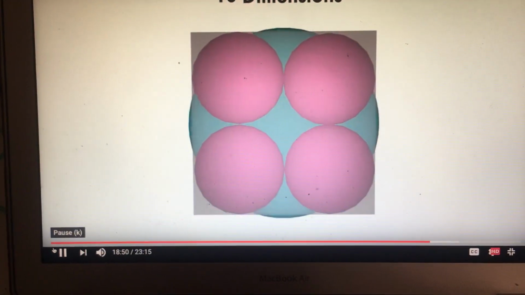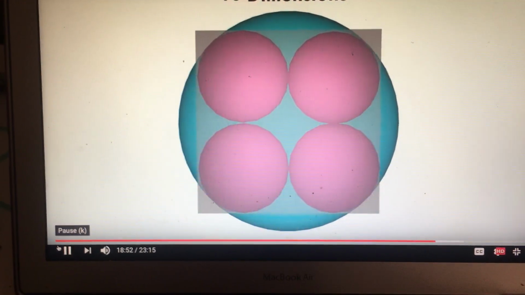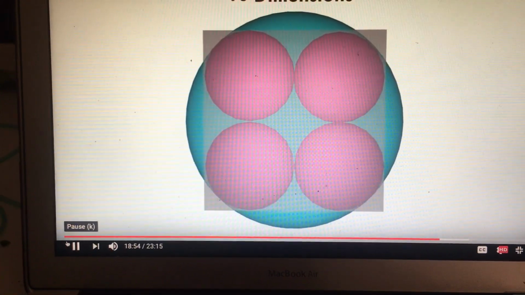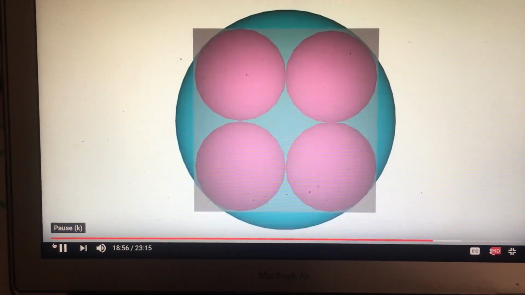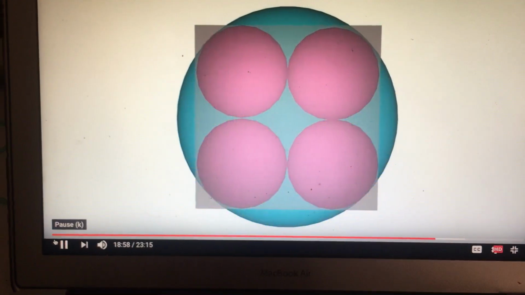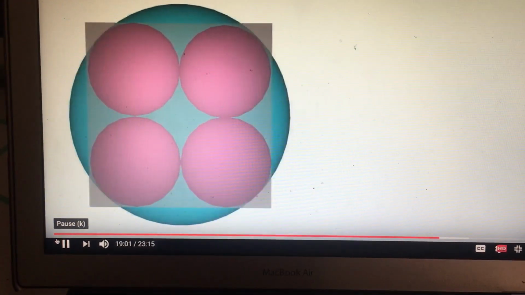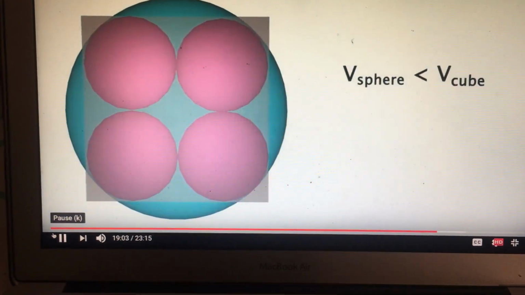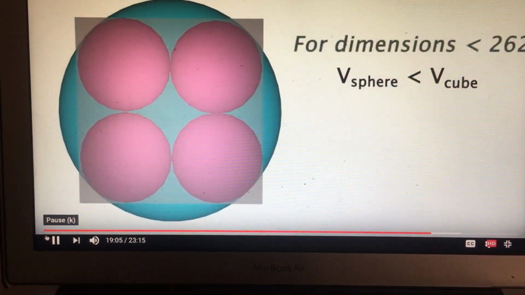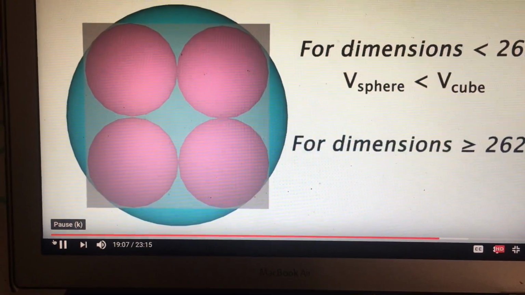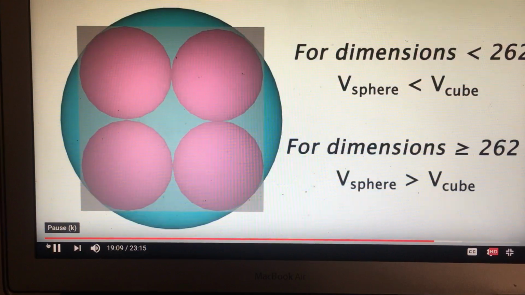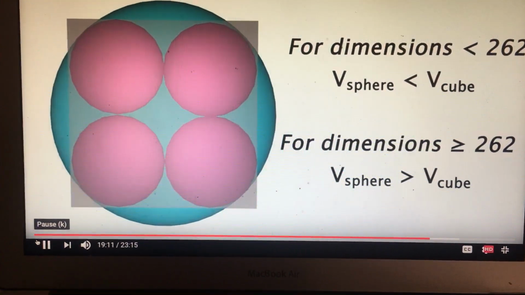Then in 10 dimensions it breaks through the sides of the cube, even though the cube, well, looks like it should be the boundary of the inner sphere holding it inside. However, when the sphere breaks through the cube, it still has a smaller volume than the cube. That is until dimension 262. After 262 dimensions, the hypersphere becomes larger than the hypercube, volume-wise.